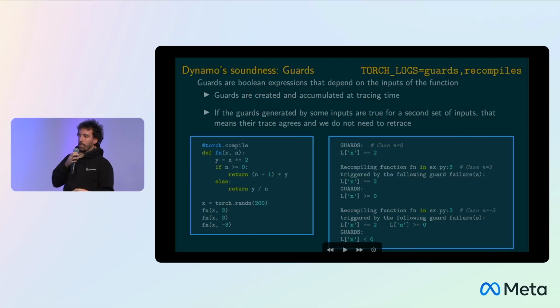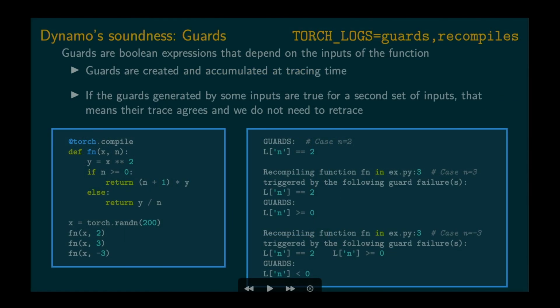If the guards are true, then it means that we don't need to retrace, so we can just reuse the previous thing that we had compiled. But if the guards are false, then we need to retrace. So here we now see how to recompile when there was a 3. Because the first guard is like n is equal to 2, we pass the 3, which is certainly not equal to 2.